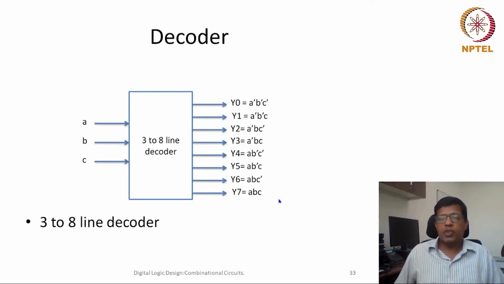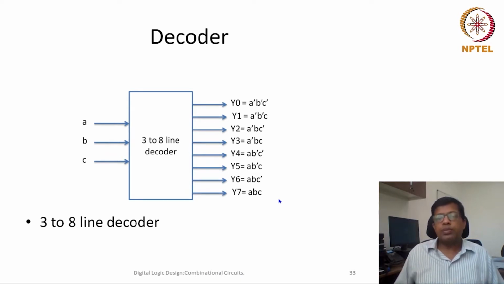One is called decoder, another is encoder. We had a very small glimpse of what a decoder is in our previous lecture. A decoder is like a demultiplexer where you are giving some n inputs and the output is 2 to the power n lines, and the condition is that only one of those lines would be true or high at one time, all others would be low.